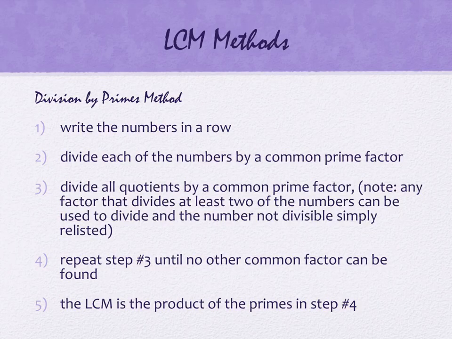Step 4 is to repeat that step until no other common factors can be found. And then step 5 is to multiply the product of the primes.